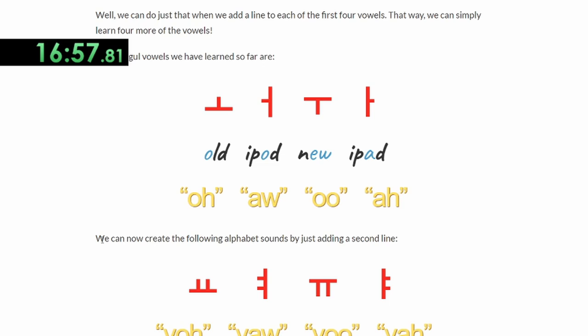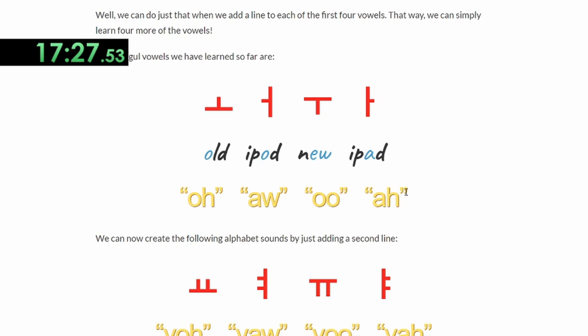Oh, ah, ooh, oh ah ooh ah. Oh, it's oh ah ooh ah. Okay, I finally have the pronunciations right of these small two-letter words.